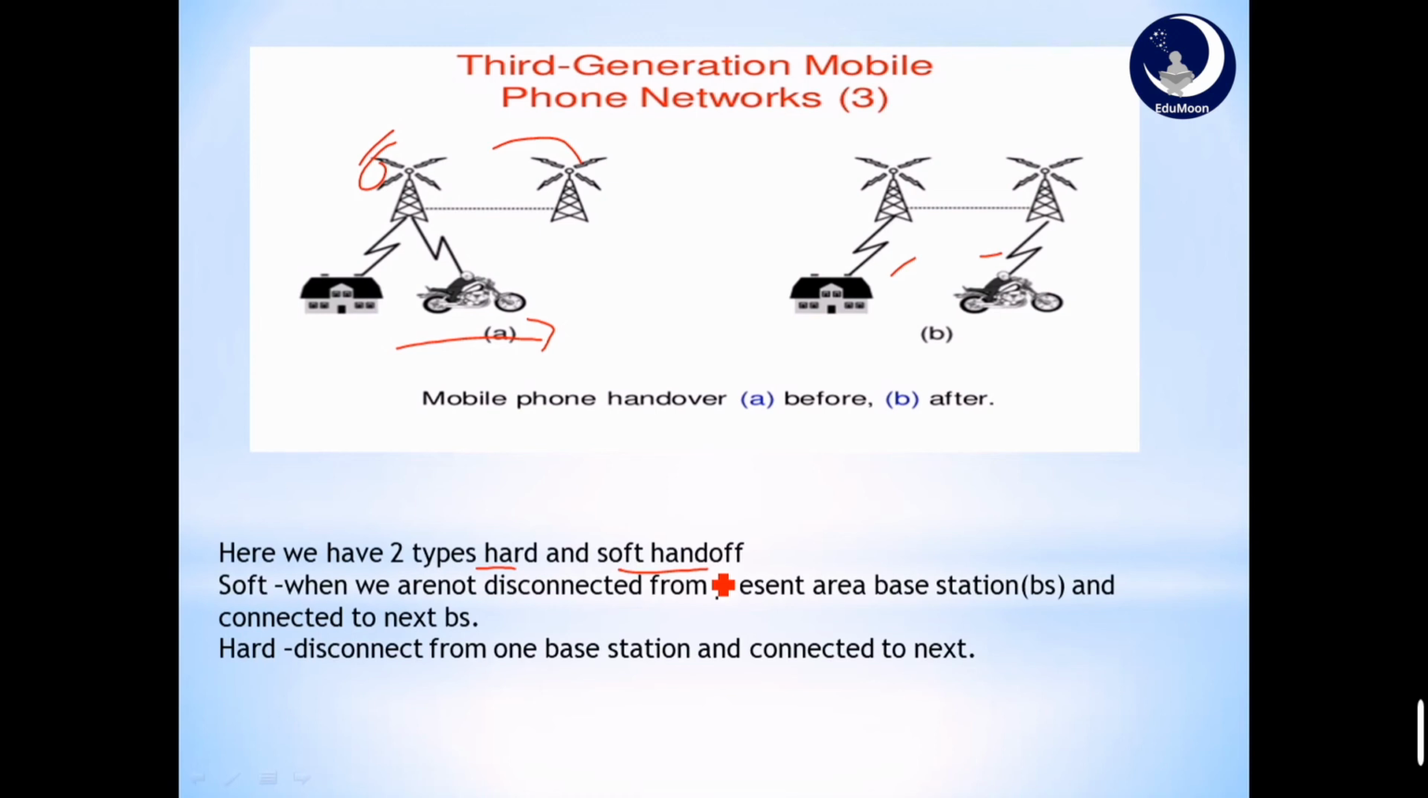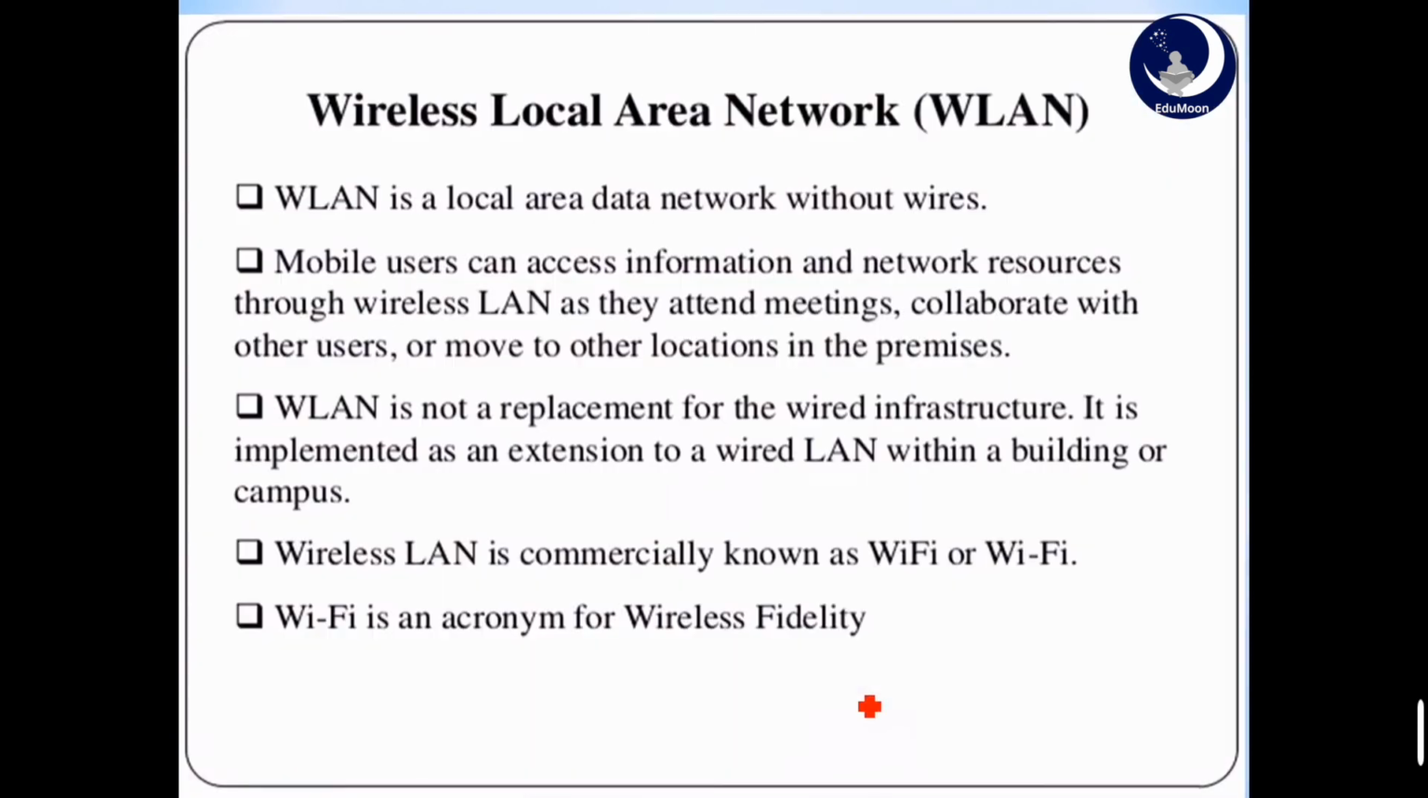And here there are two types of handoff. The first one is hard and the next one is soft. Soft handoff is when you are not disconnected from the present base station but you are still connected to the next base station. This causes an interruption while we are talking. Then the next one is hard. Hard handoff disconnects from the first base station and then connects to the next base station. Here you do not have to face any interruption while we are talking.